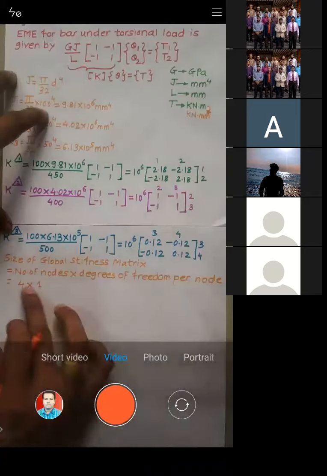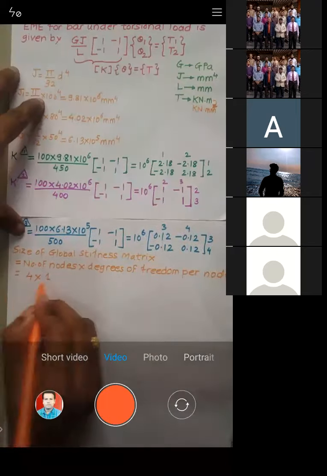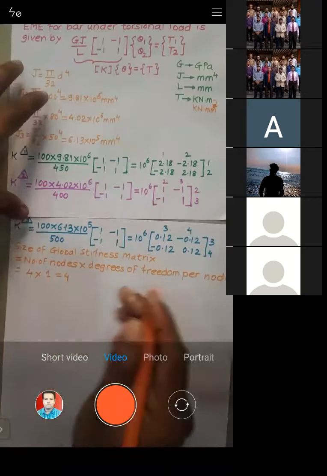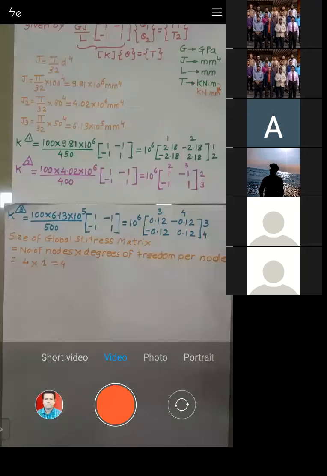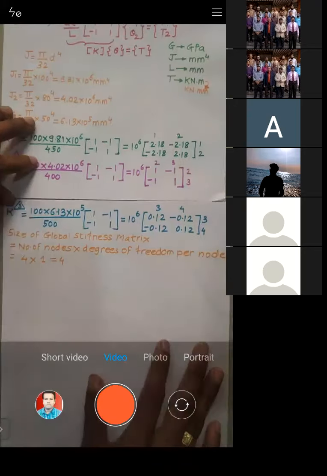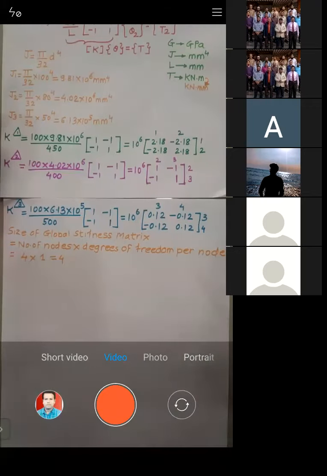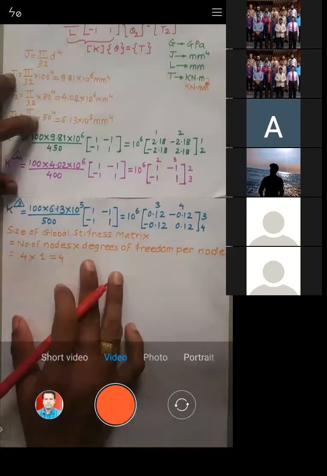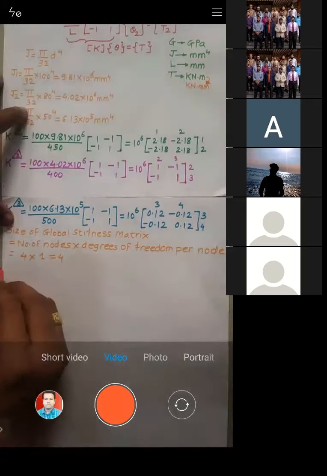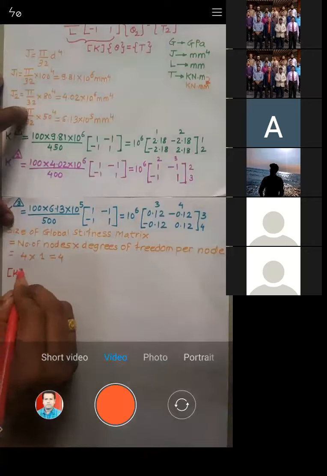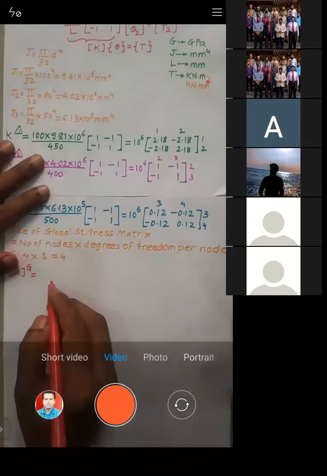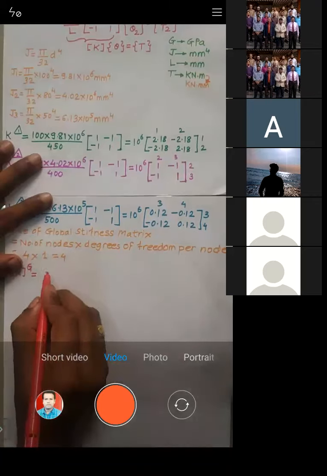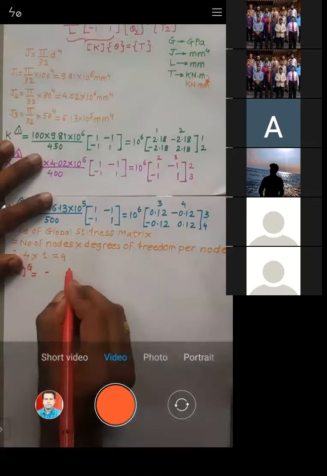So this is 4 into 1, which is 4. So the size of the global stiffness matrix will be 4 by 4. Okay, so let's now form the global stiffness matrix. I will write down the global stiffness matrix. For the global stiffness matrix, I should have 4 rows and 4 columns. So here I'll just make it.